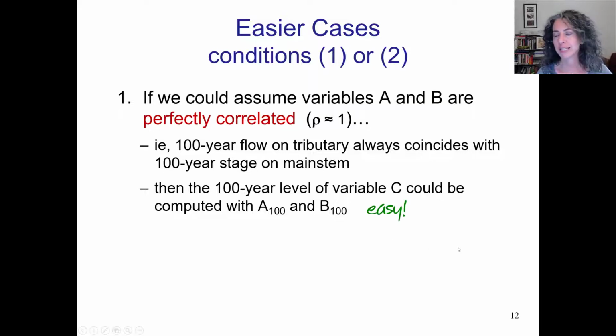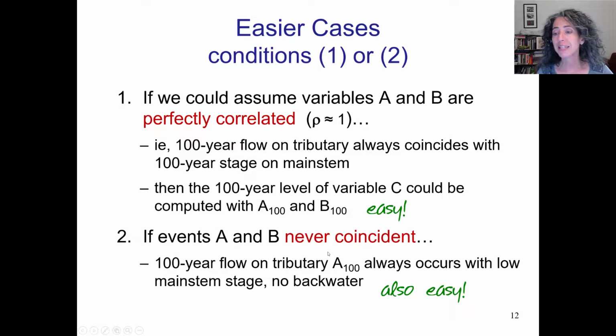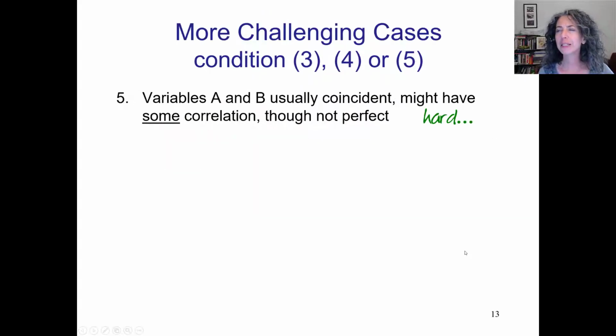B, right? That's easy. Number 2 is events A and B are never coincident. Right, so maybe the 100-year flow on the tributary always occurs with a low mainstem stage, no backwater, and that actually then has gone back to a single variable problem, right? Not multivariate, because we don't care what happens at B, right? So this is also easy. I'm just going to transform flow at A to stage at C. Right, we have to do a little bit more work with our other 3 conditions.